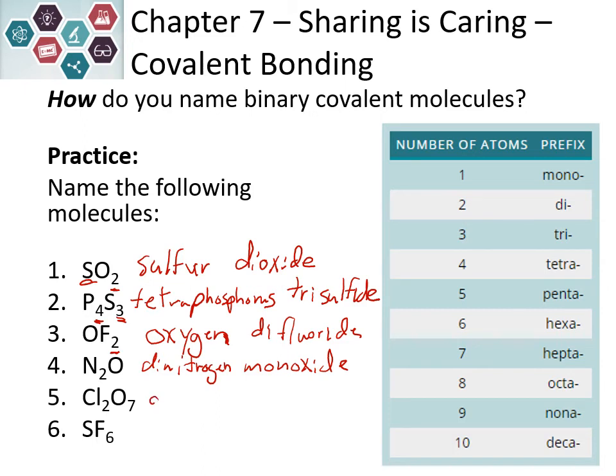Cl2O7 would be dichlorine heptoxide. SF6 becomes sulfur hexafluoride.